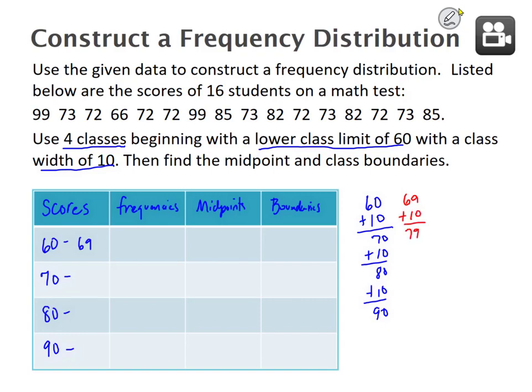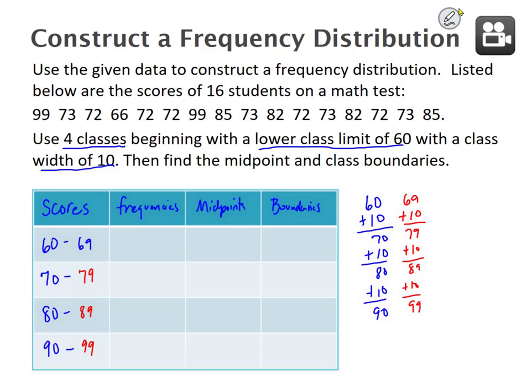69 plus 10 is 79, plus 10 is 89, plus 10 is 99, and you can continue to see the patterns. Building these charts is a great way to watch for and make patterns with our data.